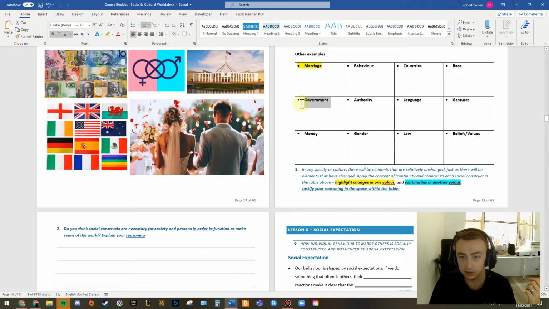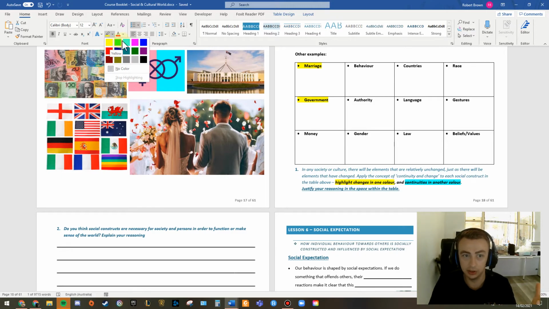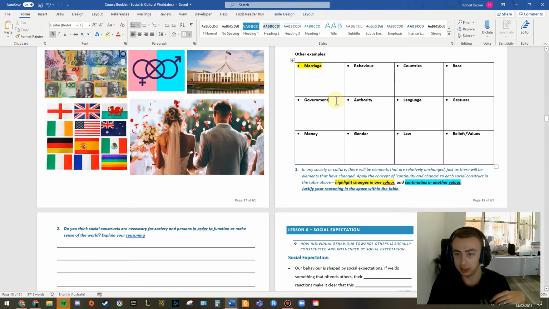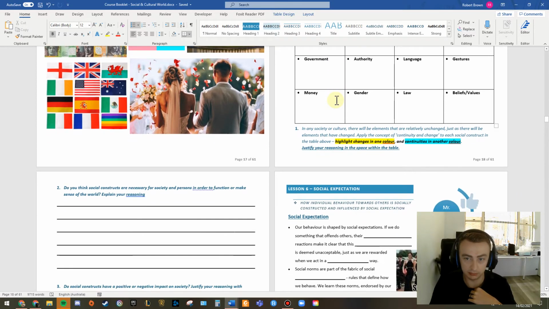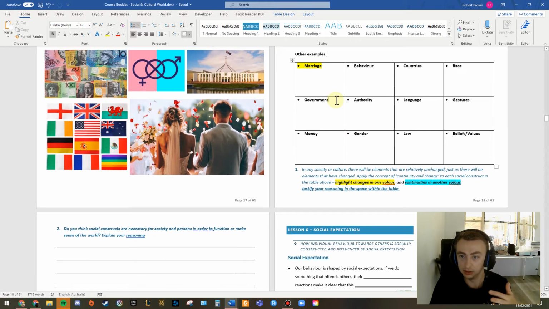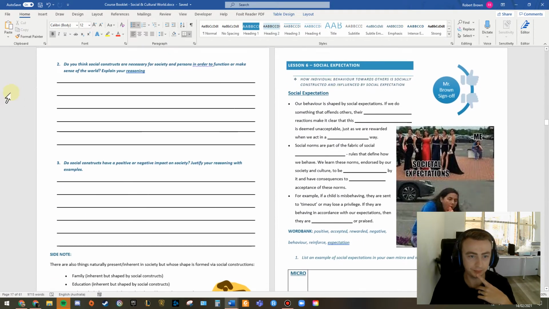So government, for example, you might say is a change because they change frequently, or you might say it's a continuity because the concept of government itself hasn't really changed much since kings and queens back in the day. So I guess in some sense there's no right or wrong. It's whatever you think and whatever you can justify and back it up with. Although there are some that will lean more towards change than continuity, and vice versa.